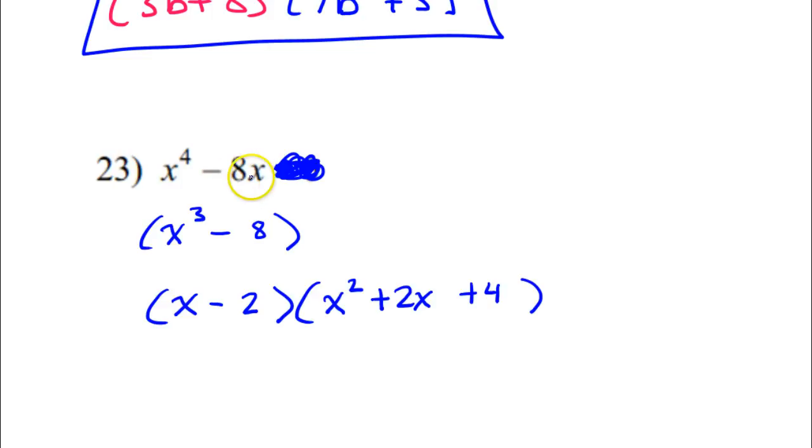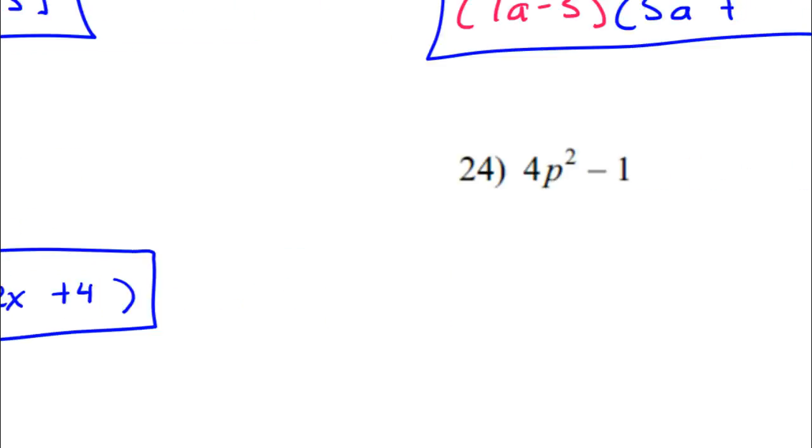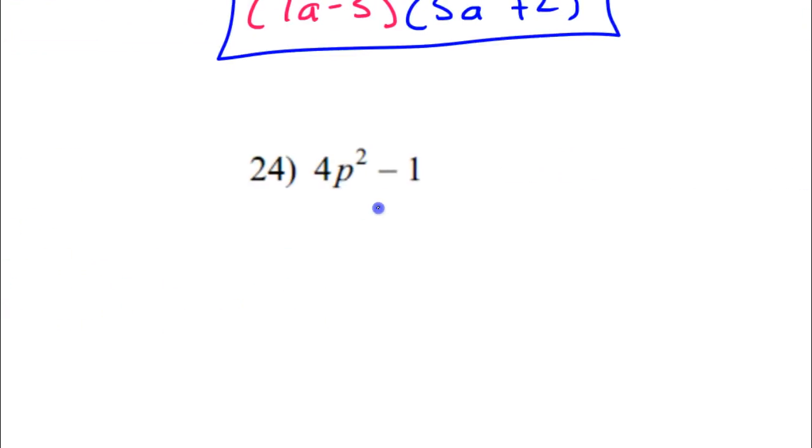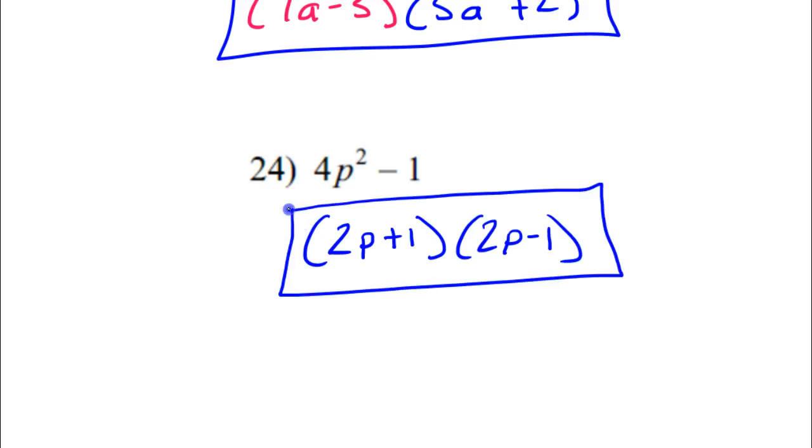Remember, there was a GCF of x, and that's still here. So this should be your answer, number 23. So from now on, watch out for the sum or difference of two cubes. Okay, but this is the difference of two squares. So this will just be 2p plus 1, 2p minus 1. I hope you have this down by now. Difference of two squares.